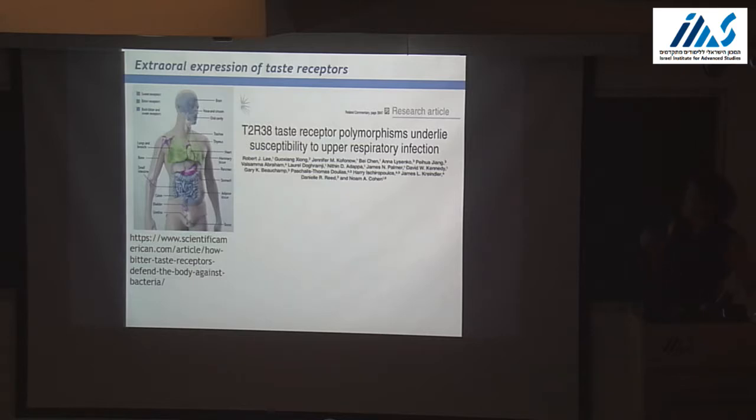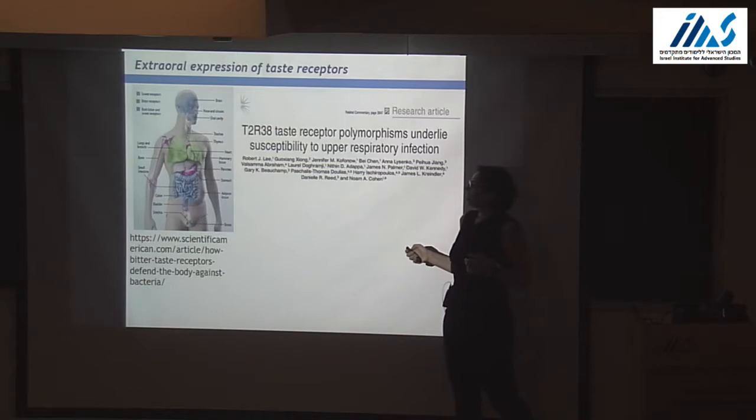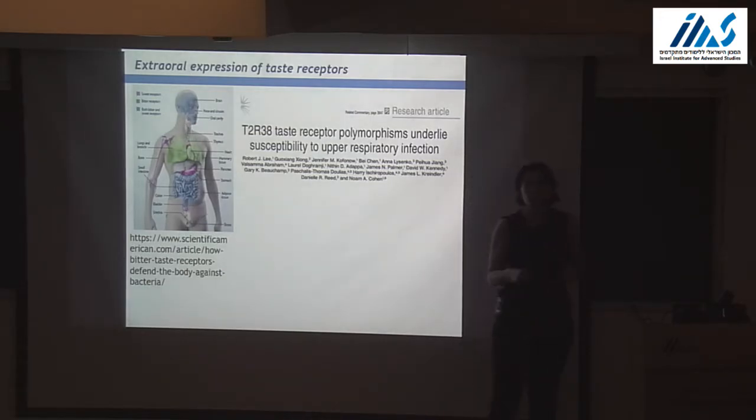It is interesting, I want to tell you, not only to answer this question that we had before about unique ligands for unique receptors, if they exist at all, but also because taste receptors have been shown to be expressed extraorally. There's a lot of work by other groups showing their expression and their relevance for different indications. I will just mention one thing, even though there are many more. Noam Cohen showed that T2R38 polymorphisms underlie susceptibility to upper respiratory infection.